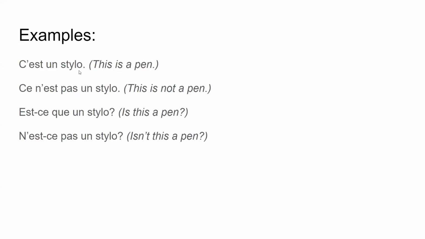C'est un stylo means this is a pen. Ça n'est pas un stylo means this is not a pen. Est-ce que un stylo means is this a pen? And n'est-ce pas un stylo means isn't this a pen? C'est un stylo, ça n'est pas un stylo. Est-ce qu'un stylo? N'est-ce pas un stylo?